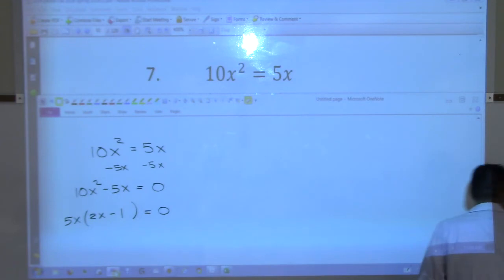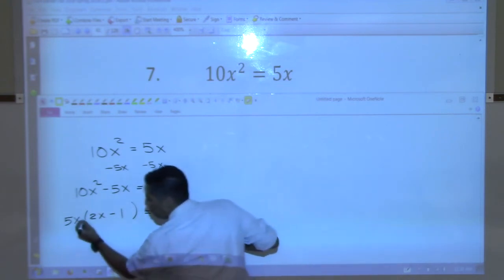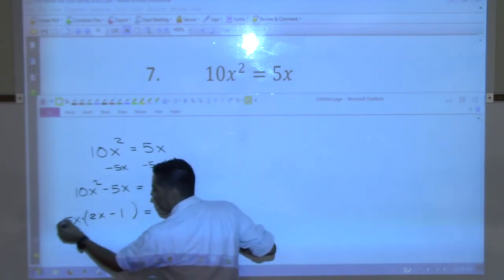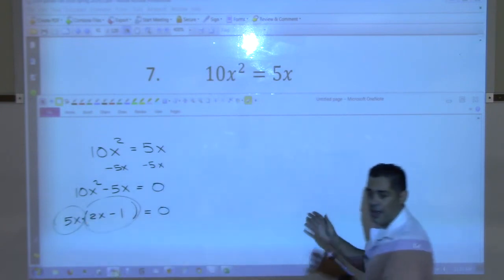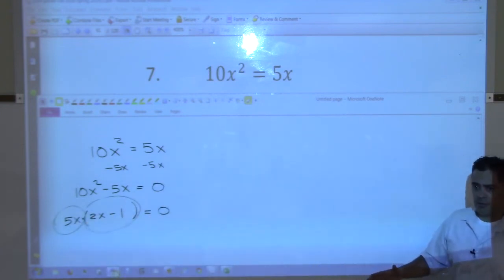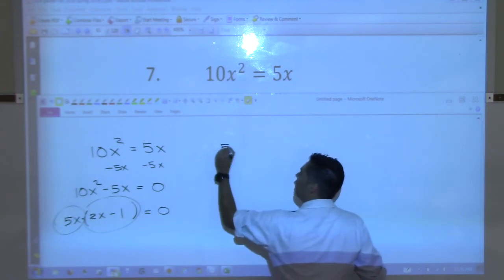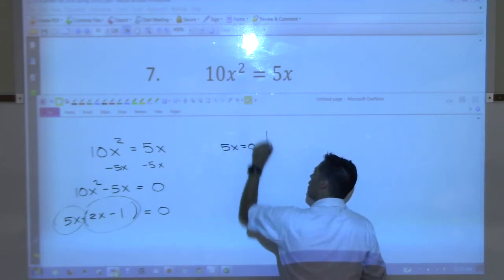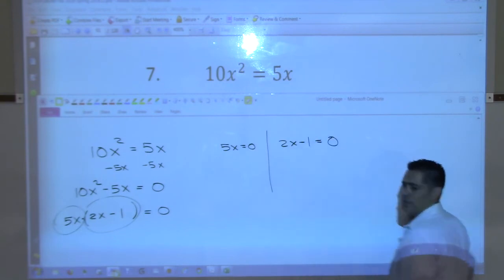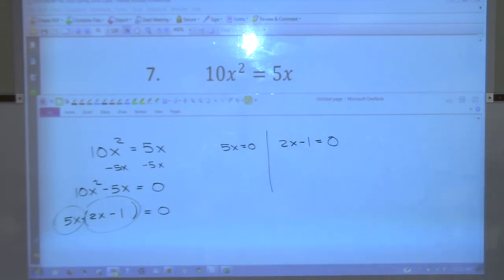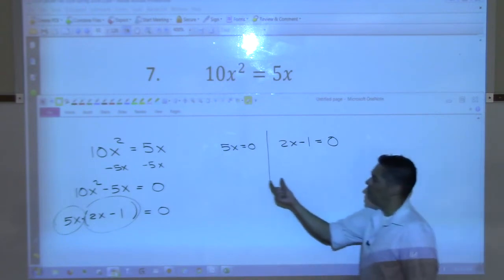Christian, do you see there that you have two things that multiply to be 0? You see the multiplication right here, right? So you have this thing times this thing equals 0. So now you set each one of them equal to 0. I'm going to take 5x, set it equal to 0, and then the other one is 2x minus 1 equal to 0. Make sense? And now we solve each of those. So now we have two little linear equations to work with.